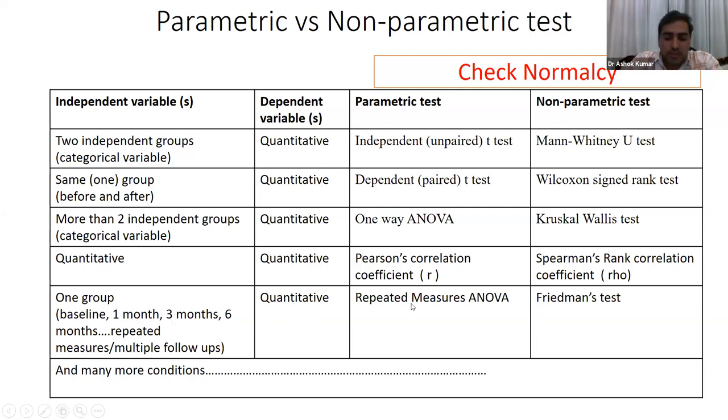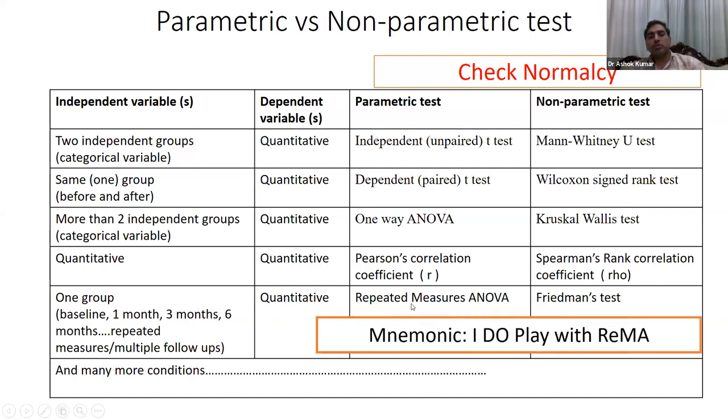So remember this is a mnemonic you can use. I do play with RIMA. I means independent t-test. D means dependent t-test. O means one-way ANOVA. P means Pearson correlation coefficient, and RIMA means repeated measures ANOVA. So you can remember this.